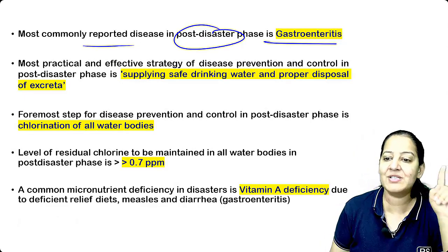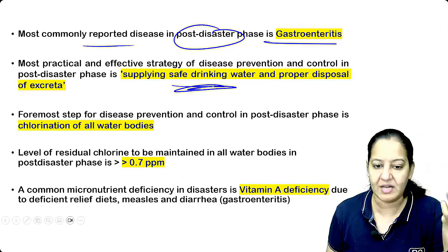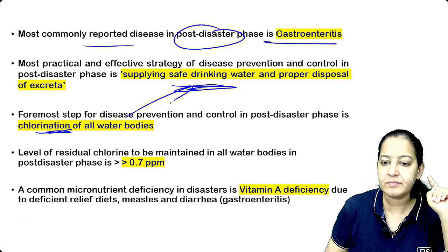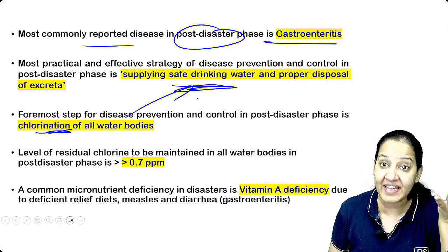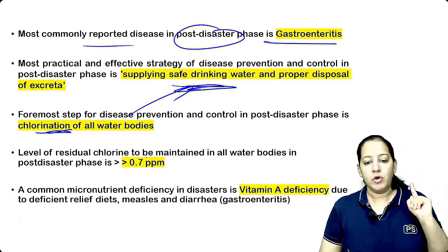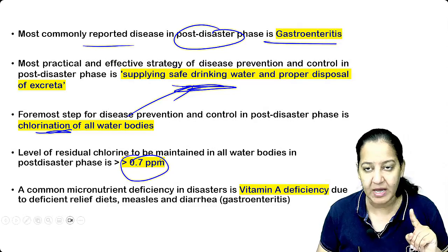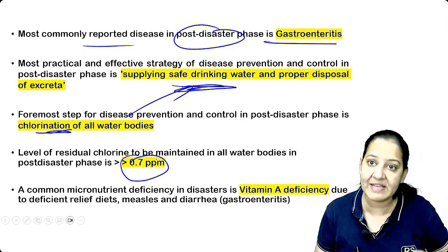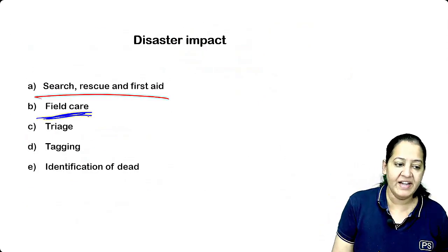The most important strategy post-disaster is to provide safe drinking water to the survivors. You have to chlorinate the water. You want to supply safe drinking water to the survivors in the shelter, in the tents, in the camp. You have to do the chlorination. Normally the residual chlorine should be 0.5 ppm. I will teach you this in environment. So it's normally 0.5 ppm, but here we keep it 0.7 ppm. Got it?